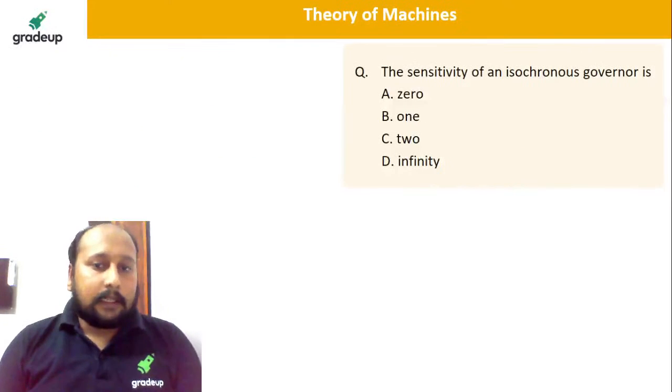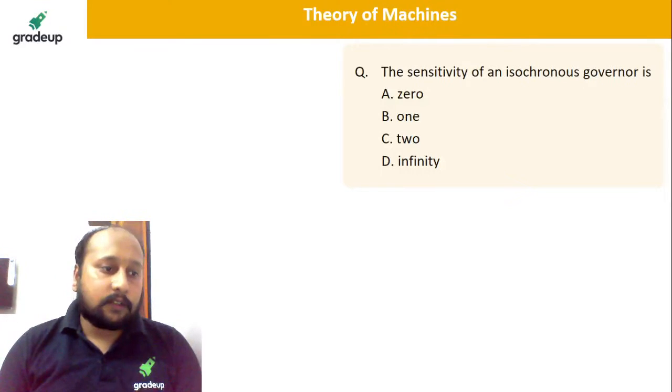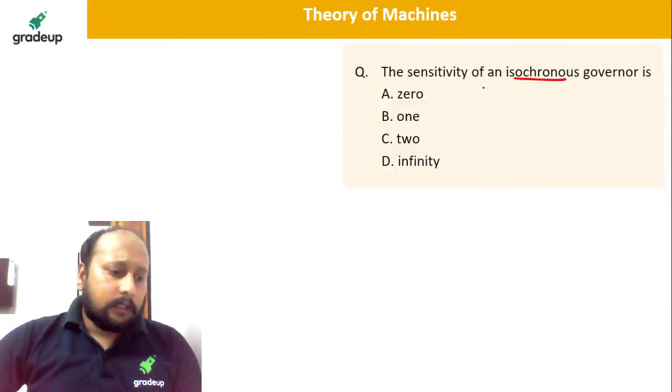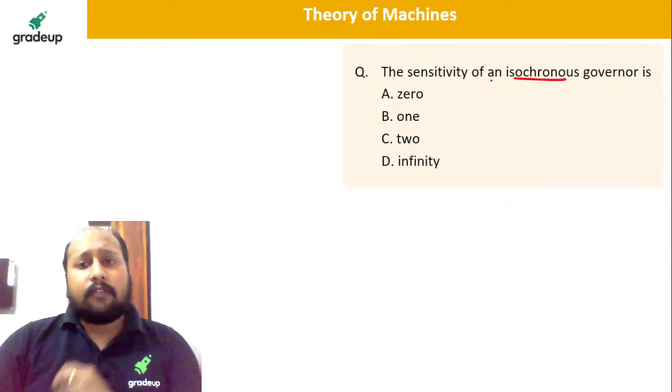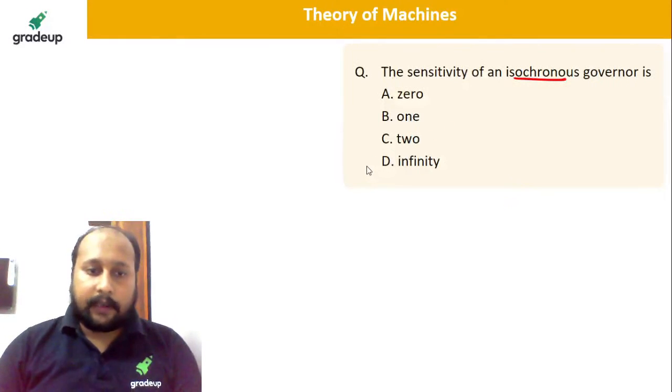Next question. The sensitivity of isochronous governor is, the sensitivity of isochronous governor is option A 0, option B 1, option C 2, and option D infinity. Quickly. Option A, B, C, or D? Sensitivity of isochronous governor. All of you have studied this question. All of you definitely might have come across this question. Vinod, correct. Pratibha, correct. Shravan, Nitish, Aju, Mani.